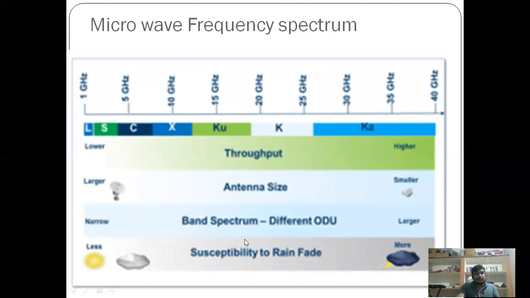And the band spectrum. Here you can identify the spectrum of the band is very narrow, because with less frequency you will get less bandwidth. Here with more frequency, you will find more bandwidth. Susceptible to rain fade: comparatively, 1 gigahertz is a long wave compared to 40 gigahertz. Susceptibility to rain fade is very low here, and here susceptibility to rain fade is more.